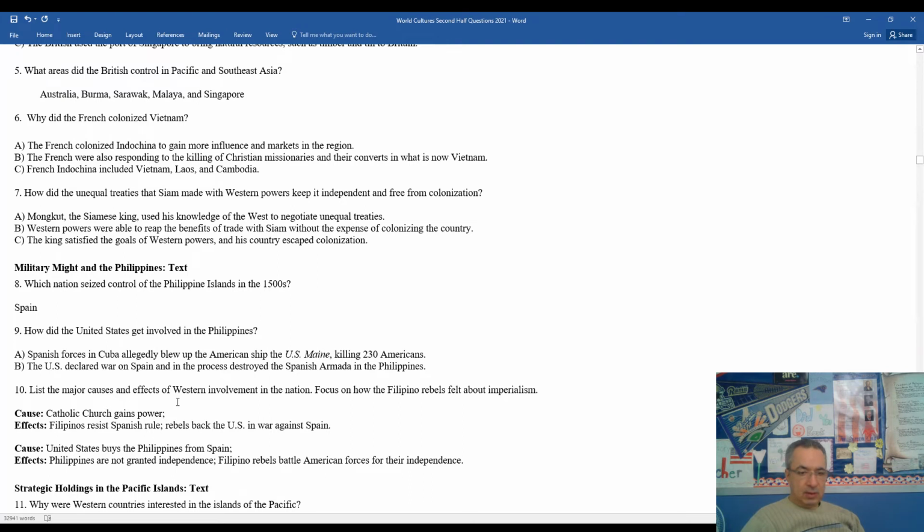10, list causes and effects of Western involvement in the nation, focusing on how the Filipino rebels felt about imperialism. Cause: Catholic Church gains power. Effects: the Filipinos resist Spanish rule. Rebels back the United States in a war against Spain. Cause: the United States buys the Philippines from Spain. Effects: the Philippines are not granted independence. Filipino rebels battle American forces for their eventual independence.